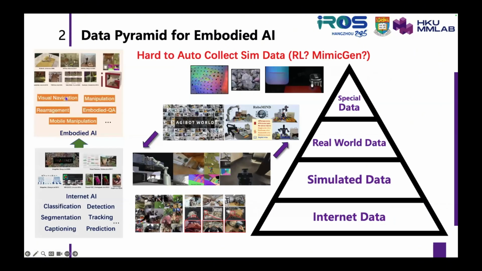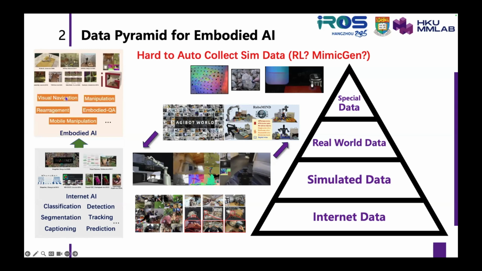Inspired by successful experience in the multi-modality large language model field, we are paying more attention to data to reach embodied AI. So we also propose the data pyramid of embodied AI. From bottom to top of the pyramid are internet data, simulated data, real data, and some special data like tactile manipulation. But it's always a very hard question how to collect simulation data.